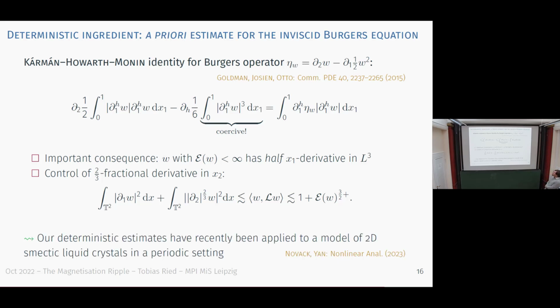And let me mention here that these estimates basically analogously have recently been applied in a 2D smectics model in a periodic setting by Novak and Jan to also derive the crucial compactness properties in a similar way. So their energy, instead of a negative half derivative, has a full negative derivative, but the analysis is essentially the same. And again, it's based on a compactness that is gained by this Kalman-Hubbard-Monin identity.